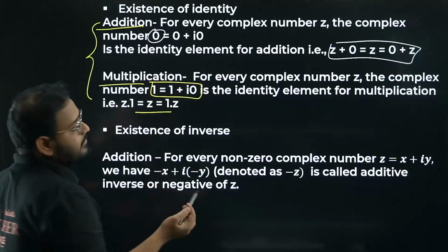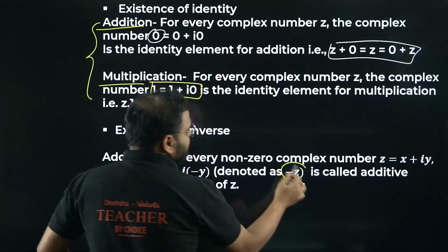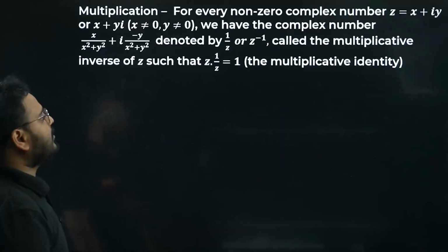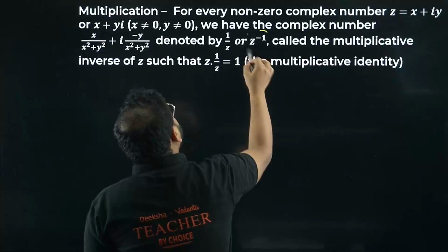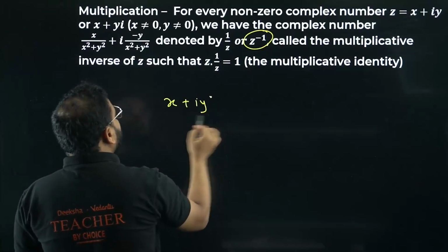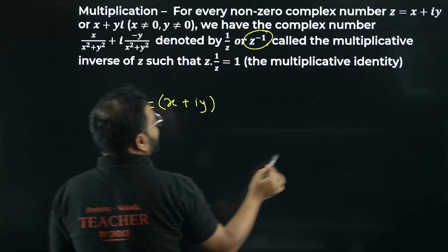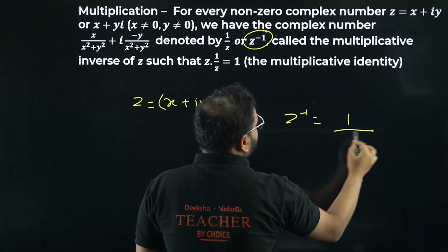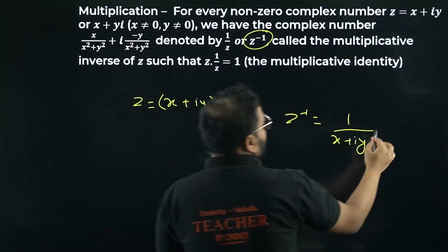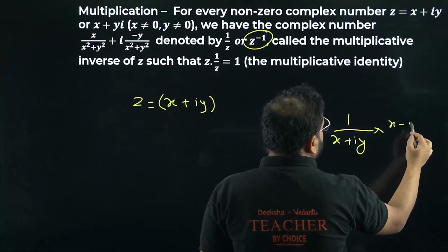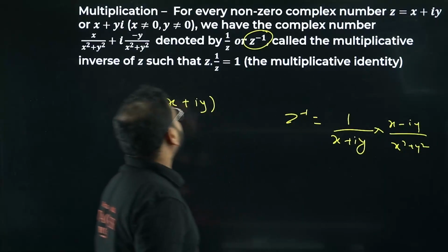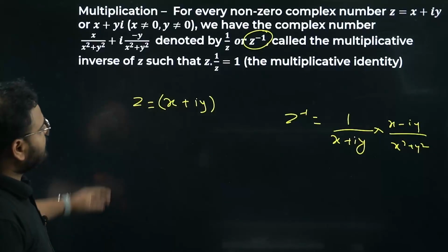So for every z I'll have minus z, which makes it 0. That's what is called additive inverse. For the multiplicative inverse we have z power minus 1. Basically, if I have x plus iy as my z, what will I have? I'll have this as one number like this. Please check. If you take the conjugate, you're going to get x minus iy upon x square plus y square. Please check. Same thing is written over here.